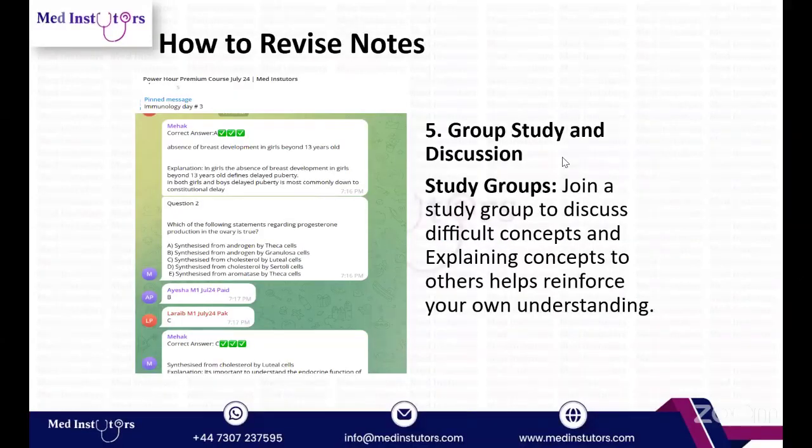Another tip is group study and discussion. This is very helpful, because when you discuss the SBAs with your peers and colleagues, it will remain in your memory. So this is a very helpful tip. Try to have a study partner. Try to discuss any ambiguities, any questions in the group. Join a study group to discuss difficult concepts, and explaining concepts to other people also helps your understanding. So if you're helping someone, that is also a good thing for you as well, and for them as well.